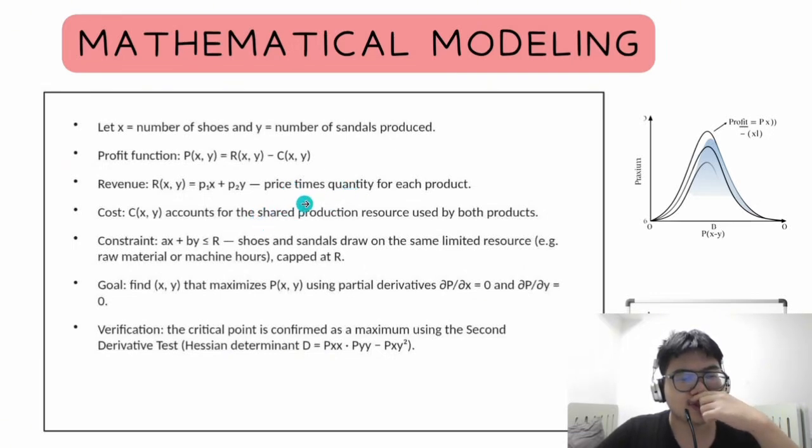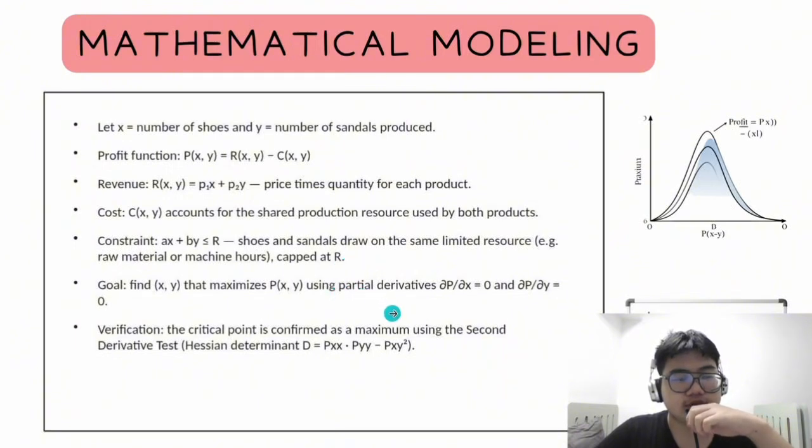Next is the cost. C(x, y) reflects the shared production resource, raw material, machine hours, whatever it may be, that both products draw on. And that is where the constraint comes in, which is ax plus by less than or equal to r. Shoes and sandals compete for the same limited resource, and their combined use cannot exceed the total capacity, which is r. Our goal is to find the point (x, y) that maximizes profit.